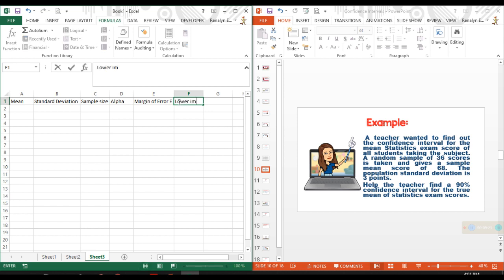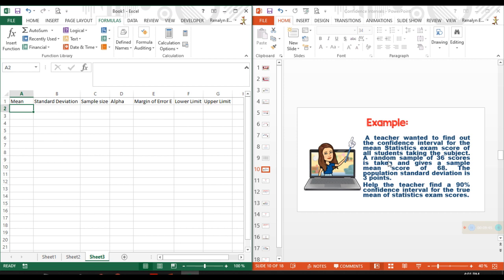One is for the lower limit. And then yung isa naman na column, lagay natin for the upper limit. Ayan. Now that you have the proper labels, dito tayo. Lagay natin si mean. Ano ang mean natin dito?